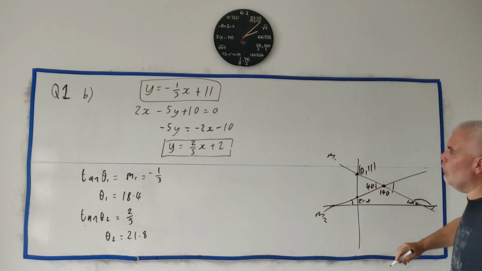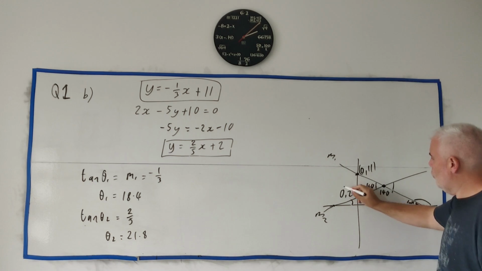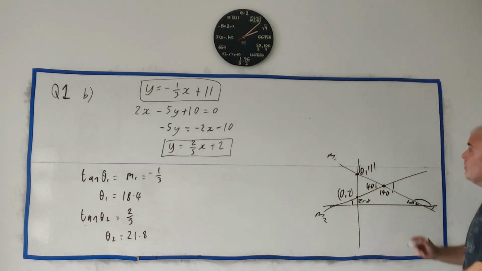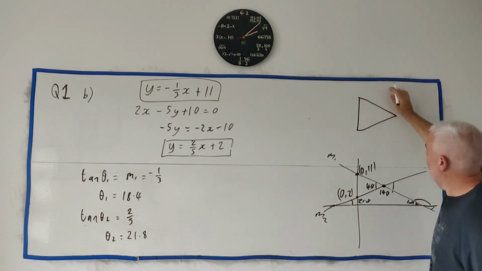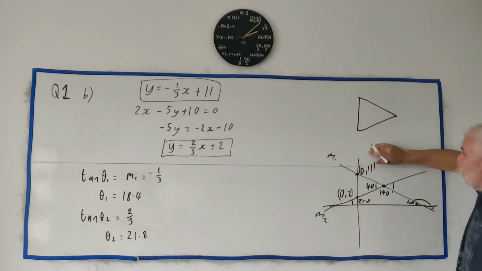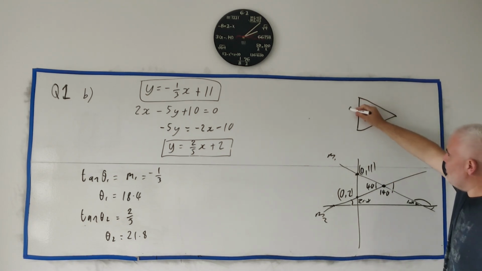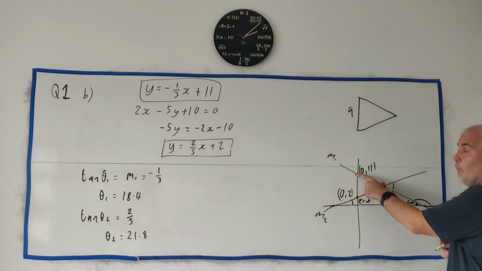This point in here was 0, 2. So we know these 3 points. Let me draw that again up here. We know these 3 points. That means we can get the length here. It's actually 9.